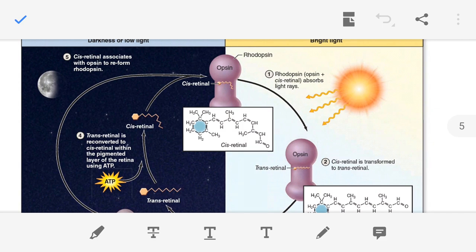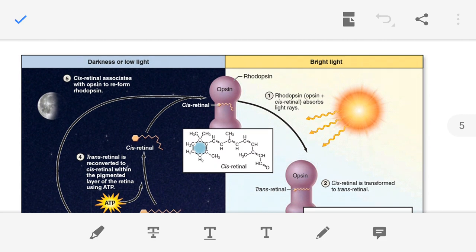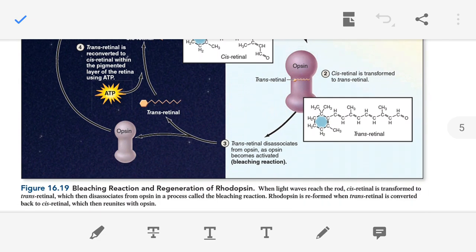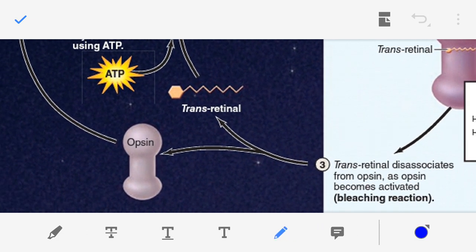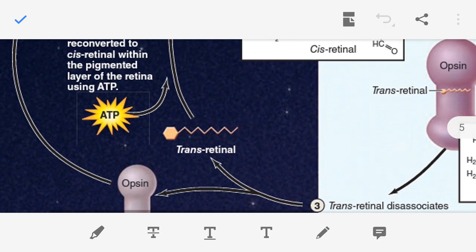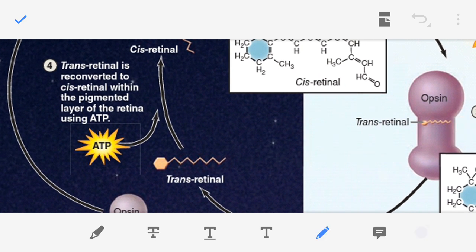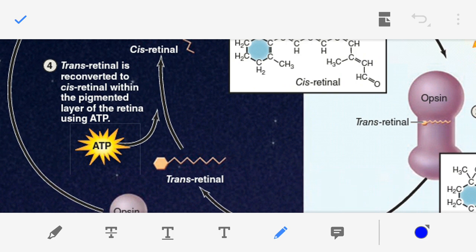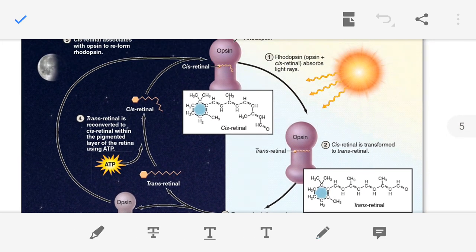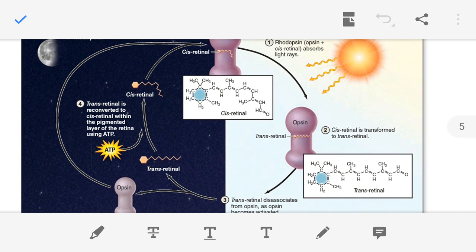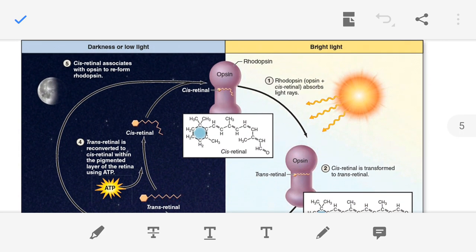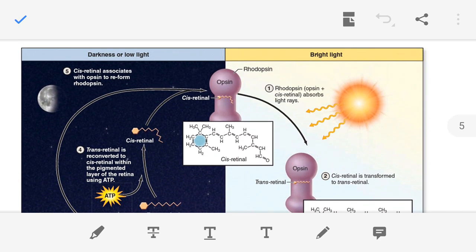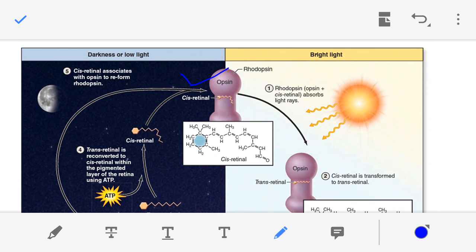Now during night, during low light or dim light, what happens? During night, transretinal uses energy from ATP. ATP provides energy to transretinal, and transretinal is converted back into cis retinal. Now during night, this cis retinal once again combines with the opsin. So when cis retinal joins with the opsin, again there is a formation of rhodopsin.